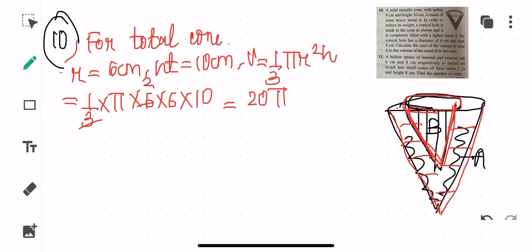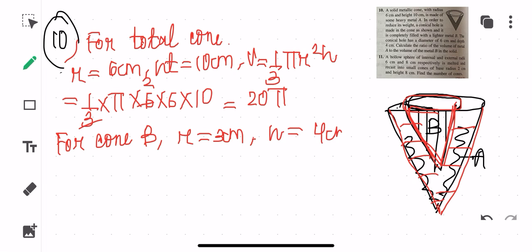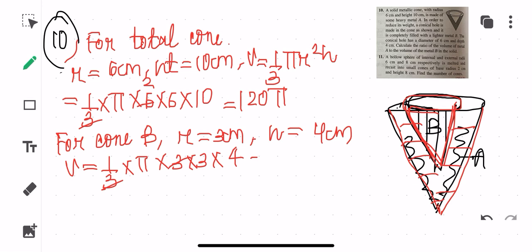Okay, and then what is there, children? For cone B we will be writing. Okay, for cone B, the radius has been given as how much? 3 centimeter, children, and the height has been given as 4 centimeter. So the volume will be equal to 1/3 into pi into r square, meaning 3 into 3 into 4. So this is 12 pi. So the volume of cone B is this much.